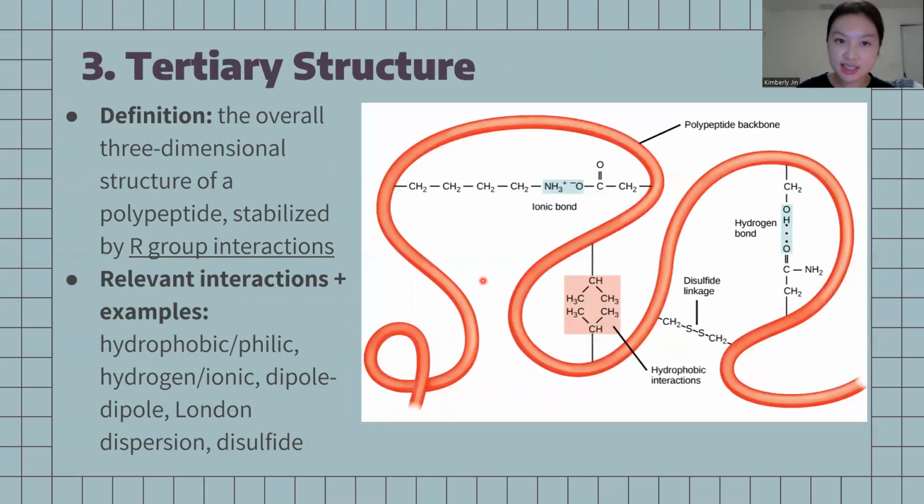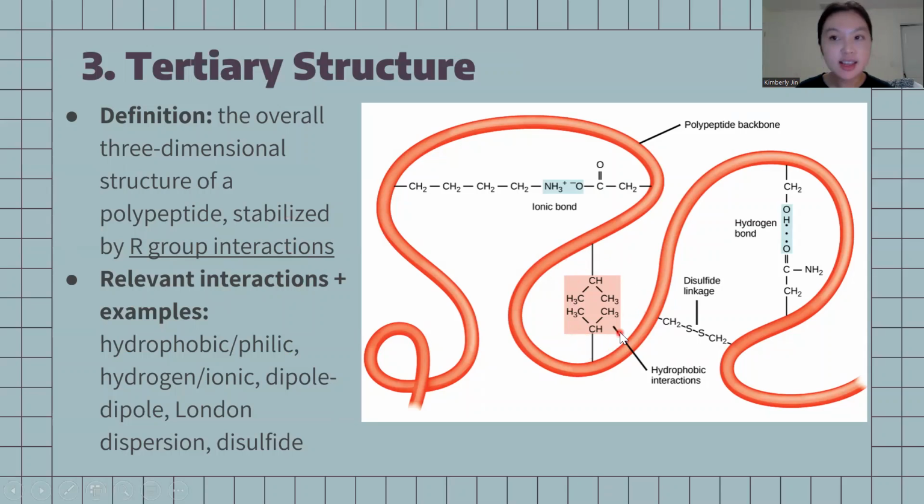Okay, let's go to the next one. We just covered backbone interactions. Tertiary structure is all about R group or side chain interactions. So the definition is the overall three-dimensional structure of a polypeptide stabilized by R group interactions. Because R groups are so various, there are numerous interactions, but I'm just going to cover the major ones here. The first one is hydrophobic or philic interaction.